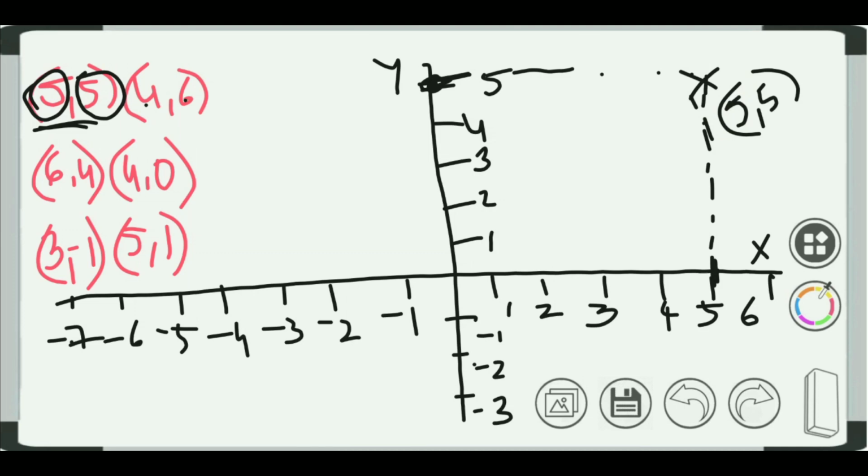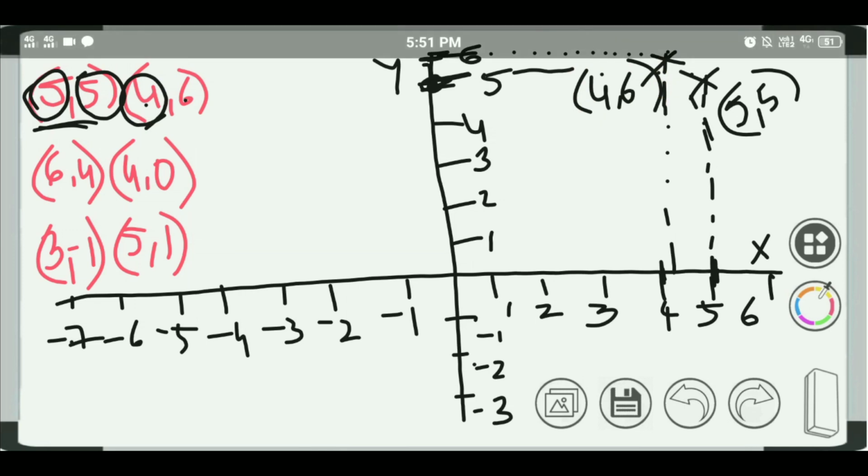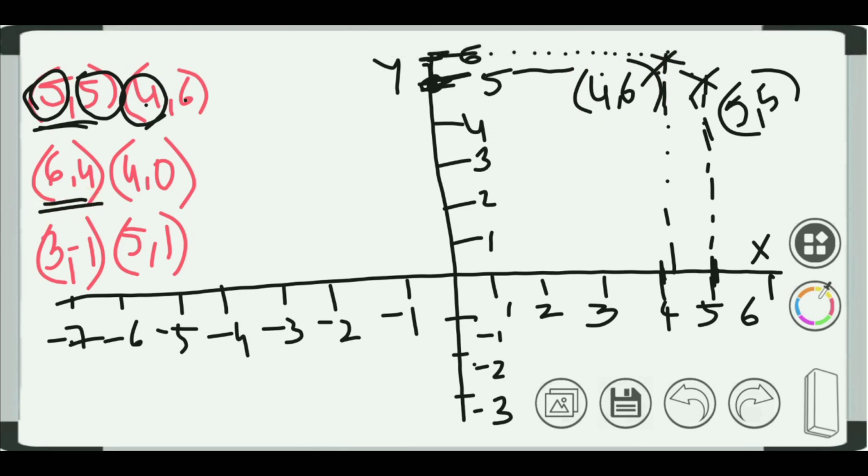Now come to the next point. 4 and 6. So what is in the x-axis? 4. And 6 is in the y-axis. Where is y? Okay, here 6 is there. So where is 6? Here. So the joining point of 4 and 6. Okay. Now next one. 6 by 4.